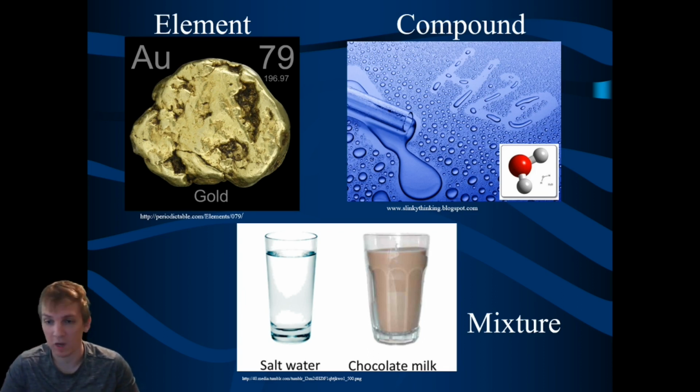There's reverse osmosis, or even just boiling the water off. You can separate the salt from the water out. So you can take a mixture and separate the compounds. However, breaking apart a compound is much more difficult. So that's the main difference between a mixture and a compound.